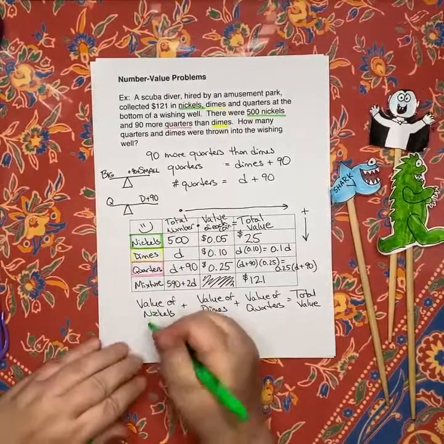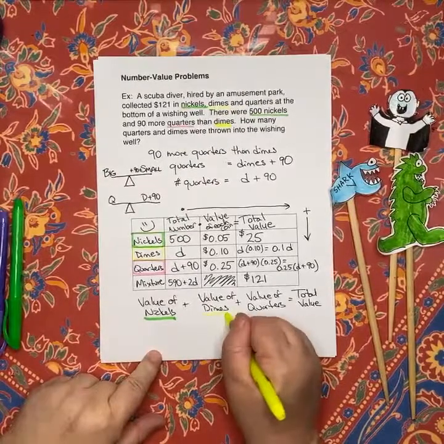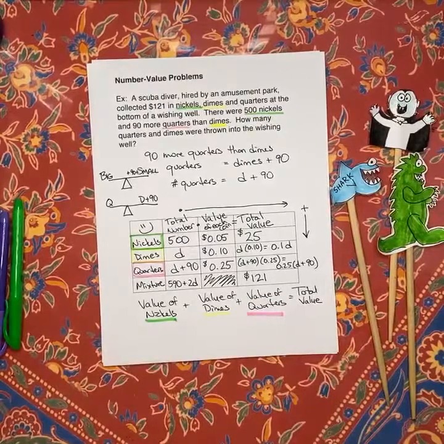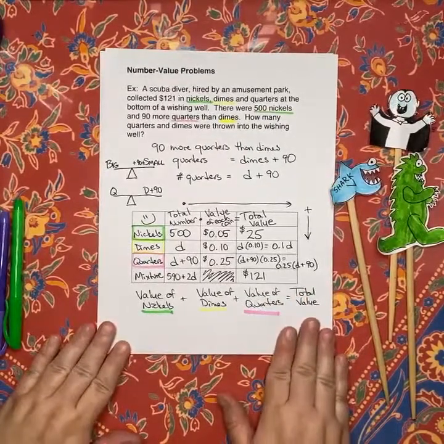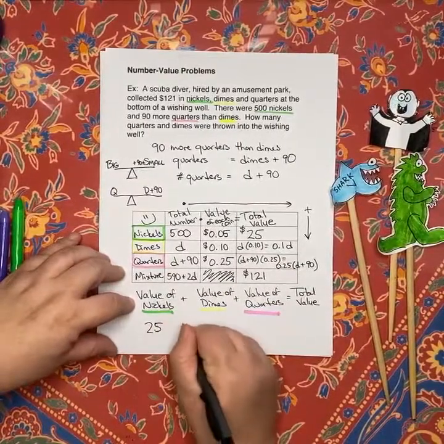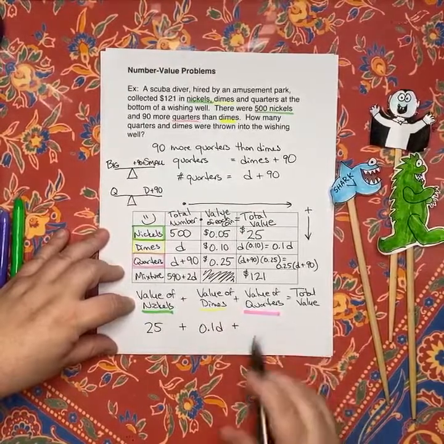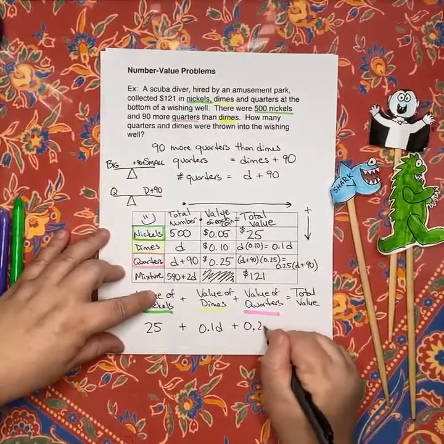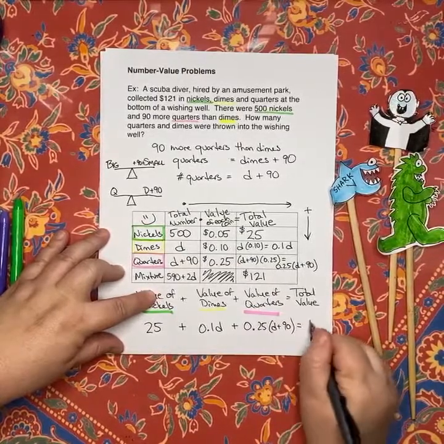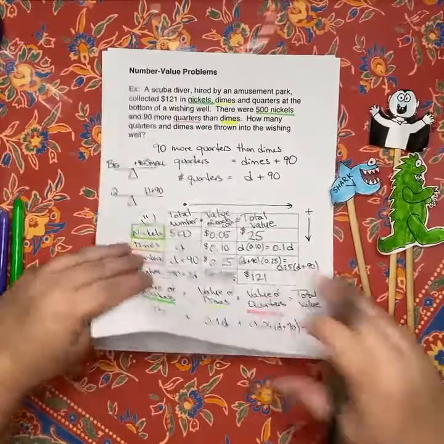Okay, so the value of the nickels plus the value of the dimes plus the value of the quarters gives you the total value. So the value of the nickels is 25. The value of the dimes is 0.1 D. And the value of the quarters is 0.25 times the quantity D plus 90. And that has to equal the 121. Woohoo! Let's go on to the next page.